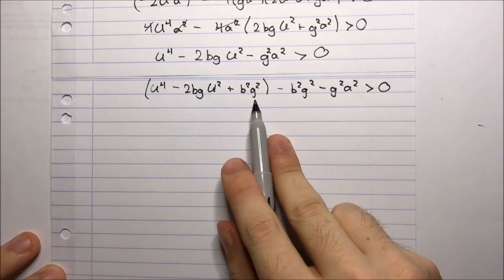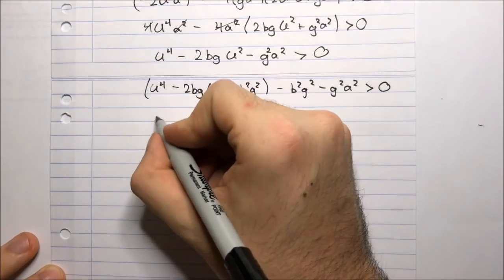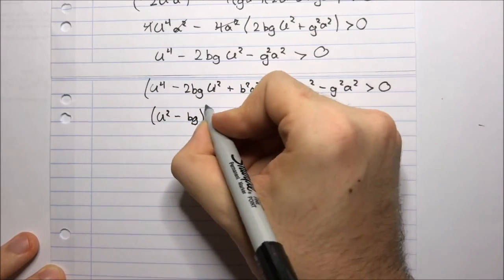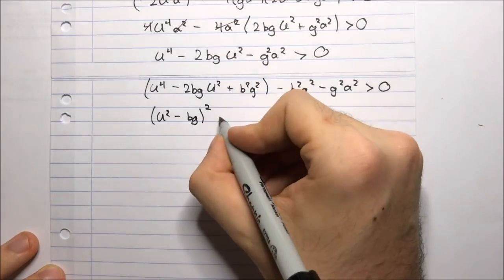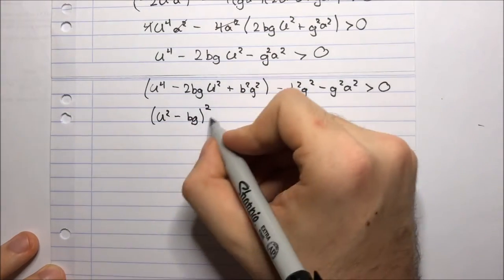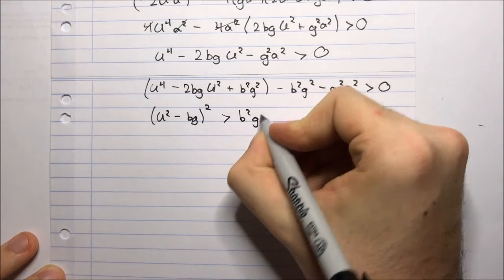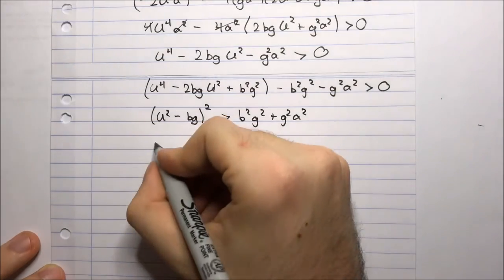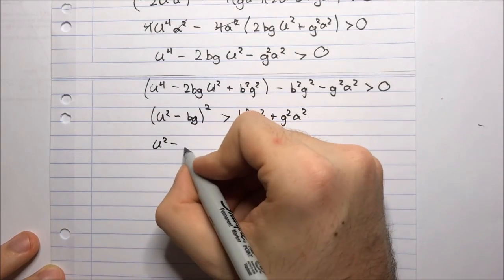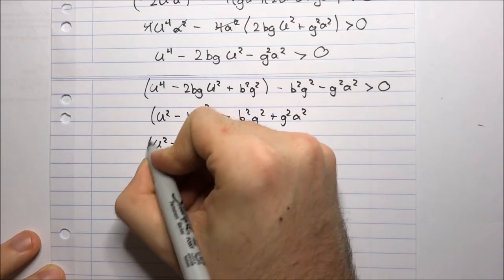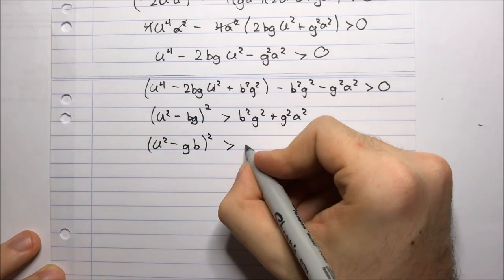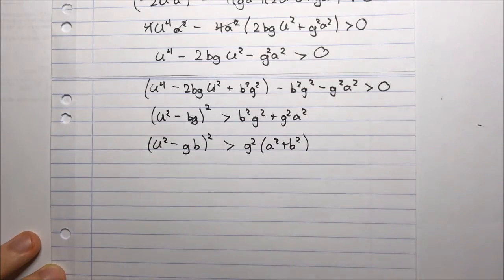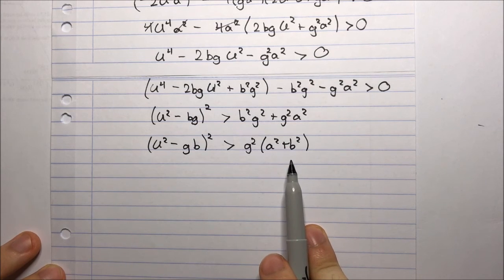Cool. Now here I can recognize this as a perfect square. It's going to be u squared minus bg all squared. Now if I move these over here, I get b squared g squared plus g squared a squared. And just to be consistent with the question, we're pretty much done now. Just to be consistent, I'm going to write it as u squared minus gb all squared is greater than g squared into a squared plus b squared. And here we have that condition that we were asked to prove.